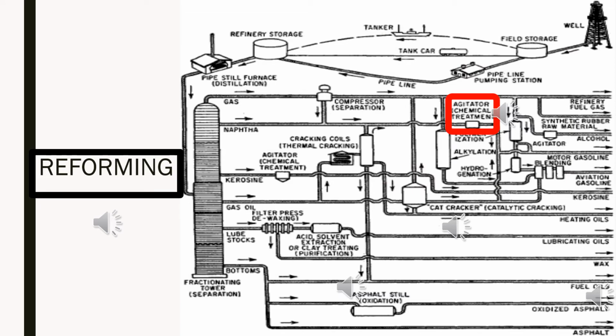Reforming is a process where you use heat, pressure, and a catalyst, usually containing platinum, to bring about chemical reactions. These reactions upgrade naphthas into high-octane petrol and petrochemical feedstock.